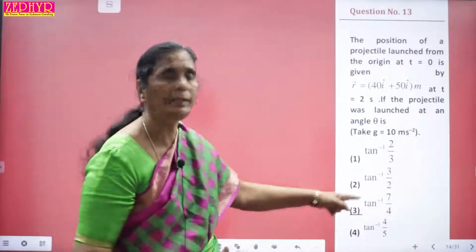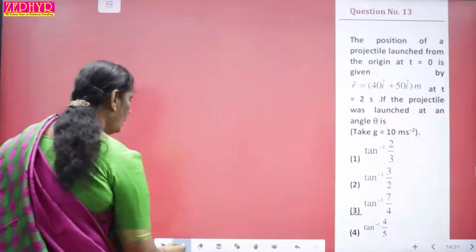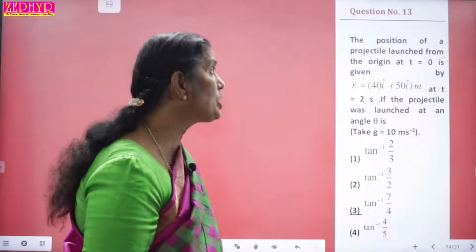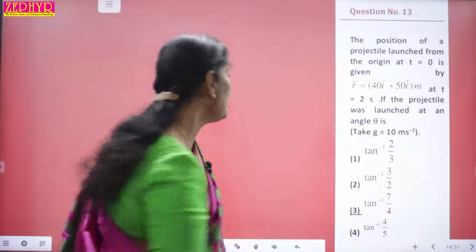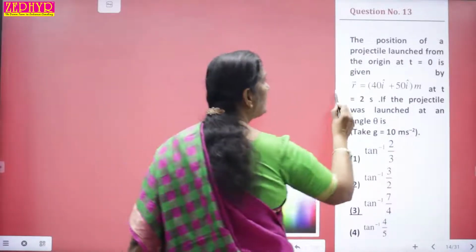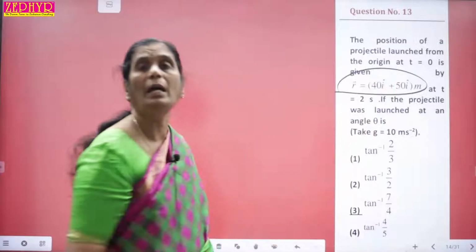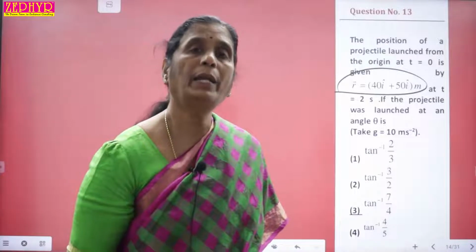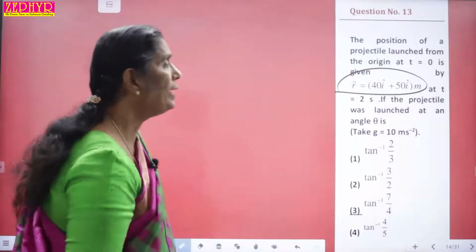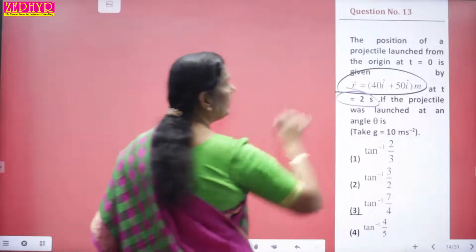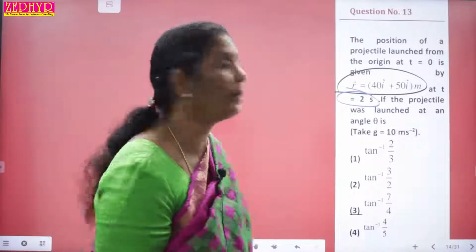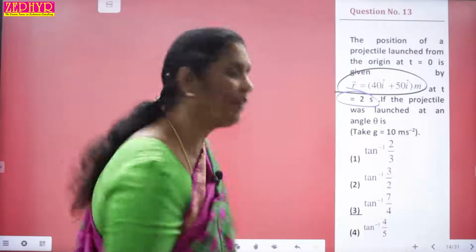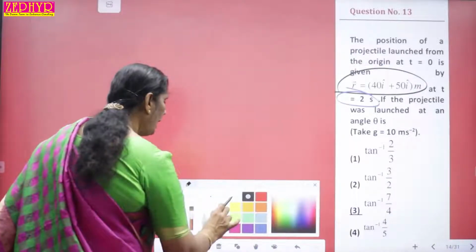And see this question, this is also very good. Go through the question. The position of the projectile launched from the horizon is given as a position vector. In which form is it? x i cap plus y j cap. So we will get x and y after 2 seconds. They have given the position after 2 seconds. If the projectile was launched at an angle of theta, what is theta, the angle of inclination? We have to do this very carefully.